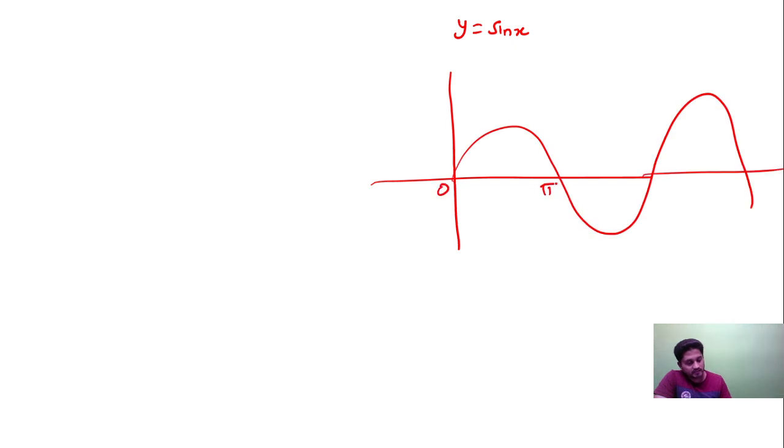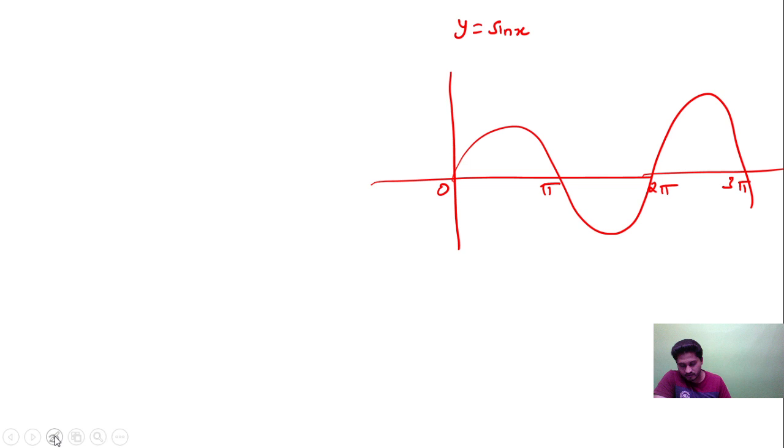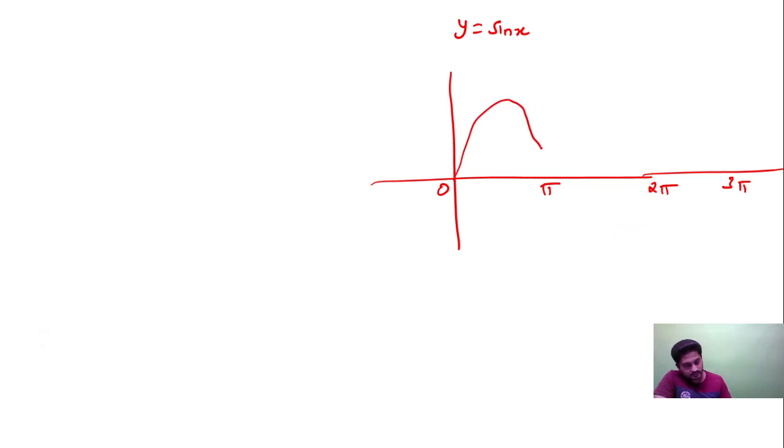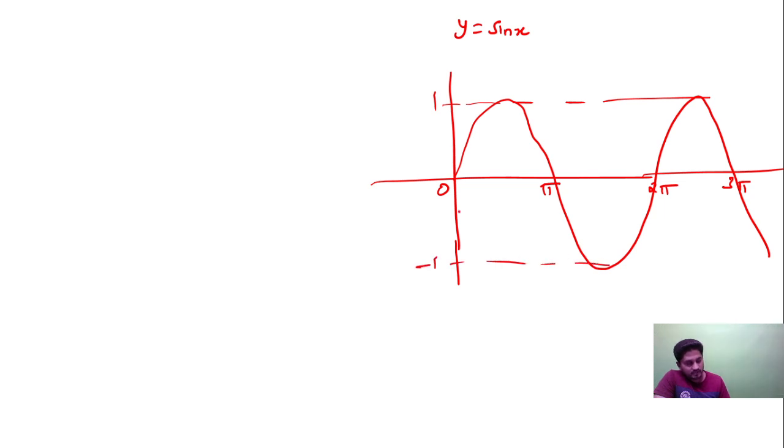Right, now follow carefully. Suppose you have y is equal to sin x. This is the graph of y equal to sin x. You get sine at multiples of pi as 0: sin 0 is 0, sin pi is 0, sin 2 pi is 0, sin 3 pi is 0. Maximum value is 1, minimum value is minus 1. So you get a sine graph like this. This is y equal to sin x.